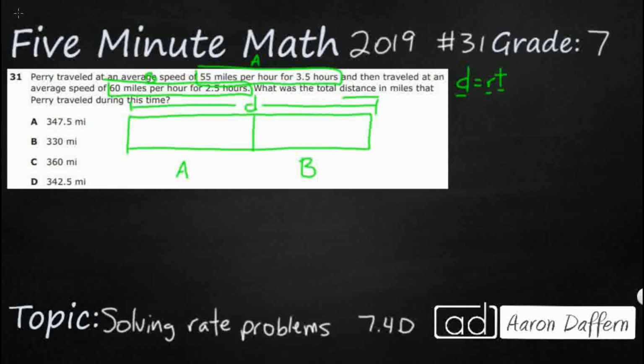So my distance for chunk A is going to be my rate, which is my 55 miles an hour, multiplied by 3.5 hours. And then my distance for chunk B is going to be my rate of 60 miles an hour by 2.5 hours. Once I get those two distances, add them up, and we have our total distance, because we're looking for the total distance. So that seems pretty straightforward. Let's figure out this first one.